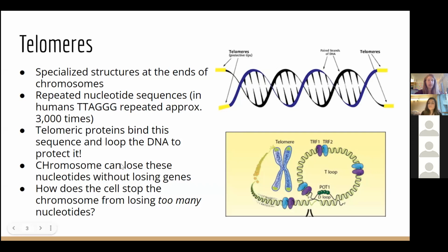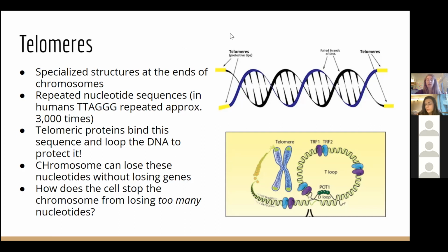And then the chromosome can lose these nucleotides without losing genes, right? So the TTAGGG repeat in humans, like I said, in different organisms the sequence is different, but obviously we could lose some of these nucleotides because they don't actually code for any genes. They're just there as protective tips. So if we lost some of these sequences, it would affect our genome, but it wouldn't affect how we function because we still have all of our functional genes.